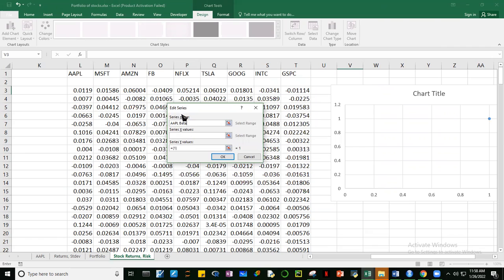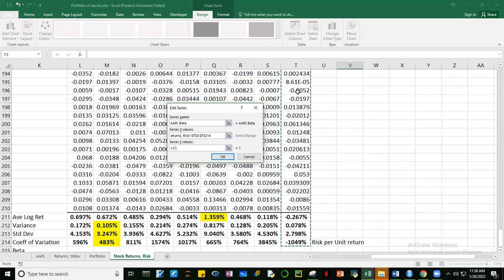Okay, Apple Beta. Yung X values natin guys will be the returns of the market. So pag kino-compute natin yung beta, kailangan yung X natin, yung market, yung Y natin, yung stock. So I'm going to put here sa X values natin yung returns ni GSPC. Control Shift down arrow. Oops. Hindi dapat kasama yung mga measurements ha.